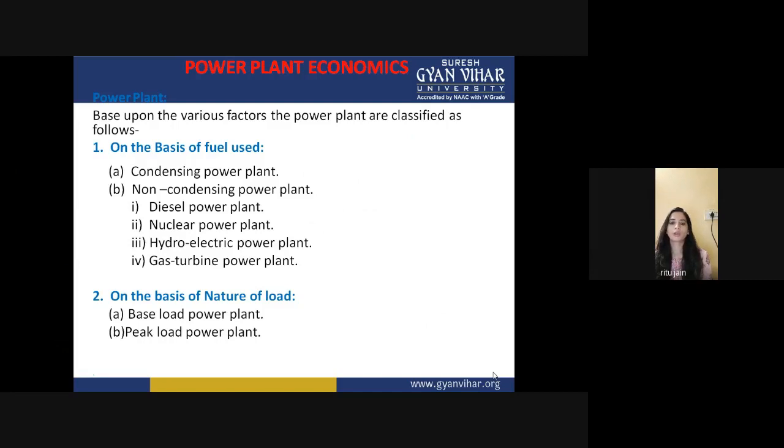Now, the second point is on the basis of nature of load. On the basis of nature of load, you can divide the power plants into two parts: one is the base load power plant, and another is the peak load power plant. What is a base load power plant? We will discuss it later. But according to the load, base load is basically the load which remains constant throughout the whole day, like a minimum amount of load that is always required. Peak load comes one or two times in a day. So that is your peak load power plant. We will discuss it in our next lecture.